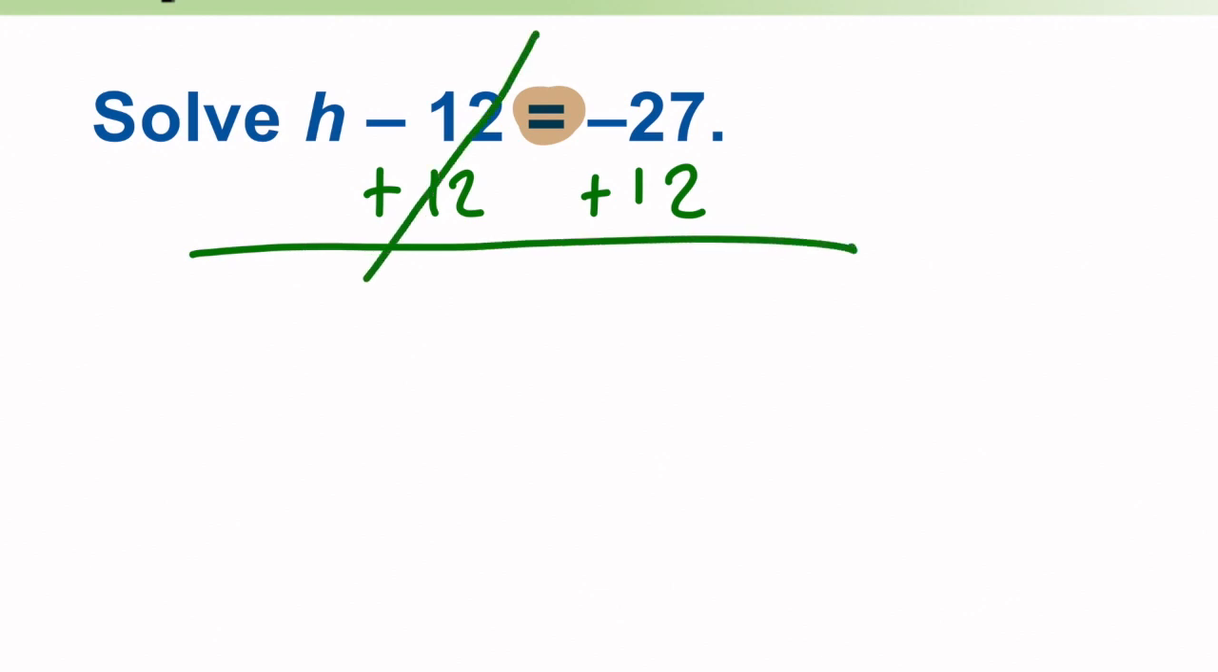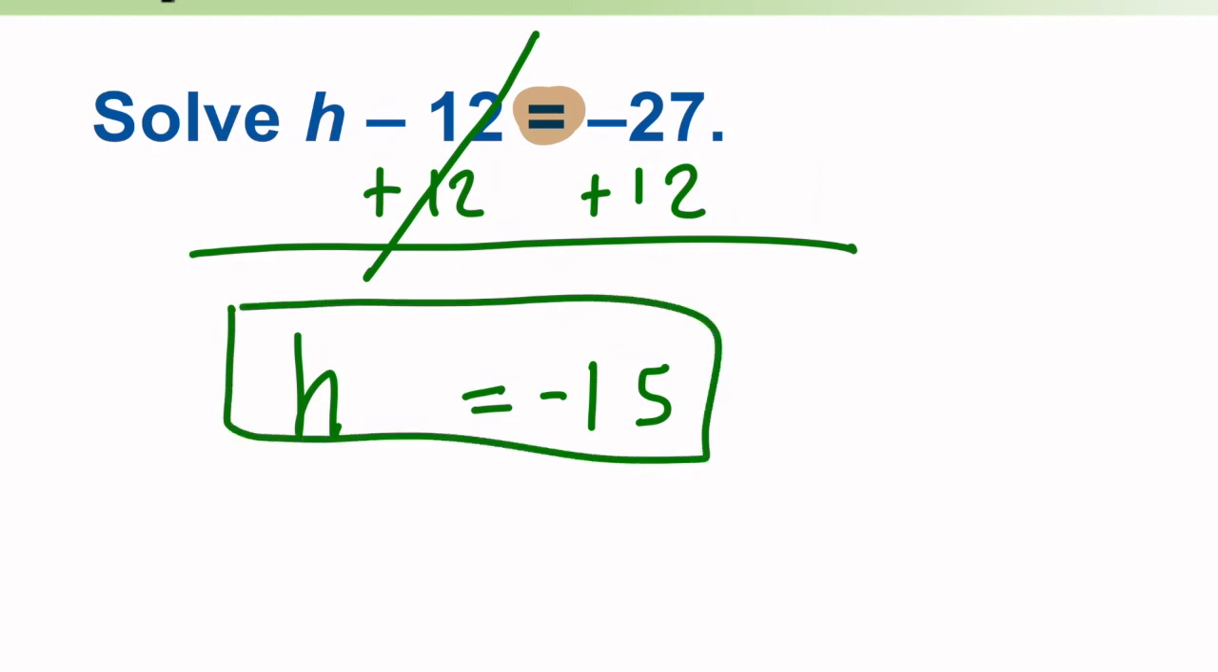So -12 plus 12 will cancel out because you get 0, but we don't want to put the 0, so we just bring down the h, bring down the equal sign, and then -27 plus 12 will be -15. So that's my answer. And just to make sure that we have the right answer, we can always check to see if it works. So that means that h was -15, so -15 minus 12 equals -27. So it works, so that means it is the correct answer.